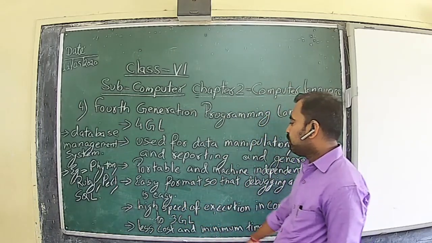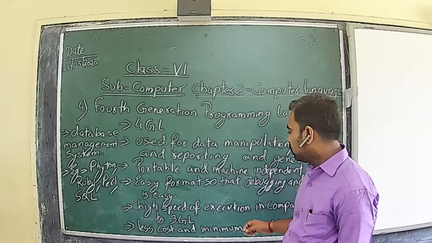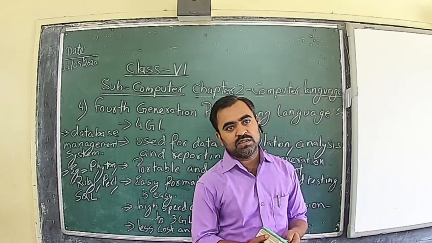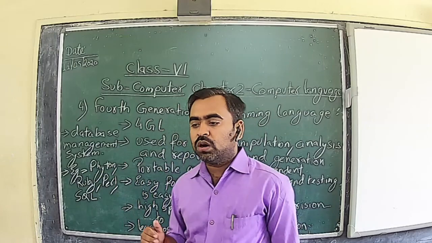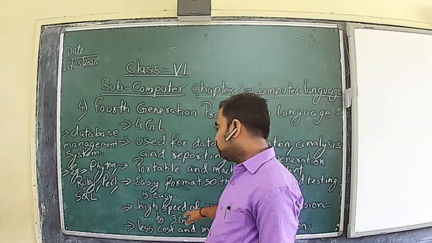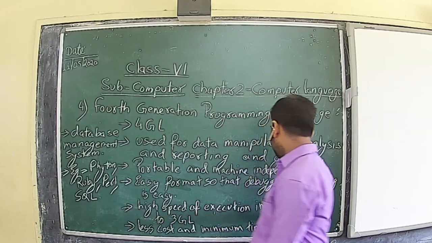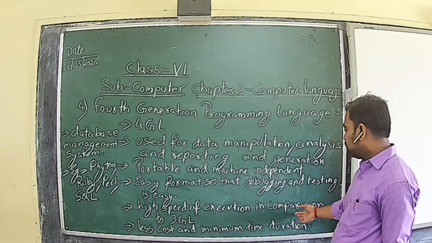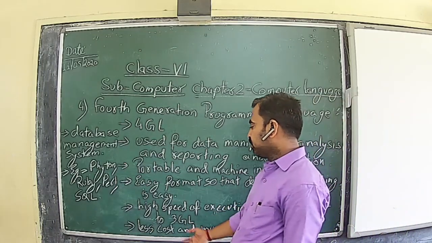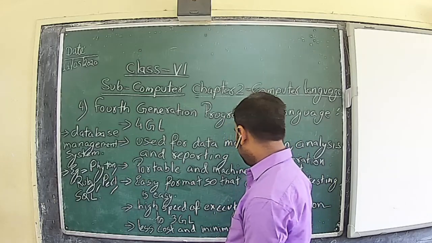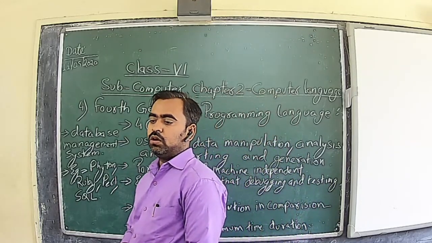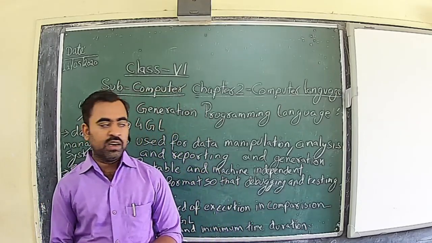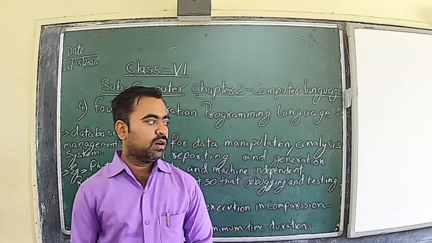Then the speed of execution. Programs written in the third generation languages are a little slower in comparison to the fourth generation language, so the execution of programs is high speed in comparison to the third generation language. And the next one is less cost and minimum time duration. The cost of developing software is very low, and the time duration is also less.